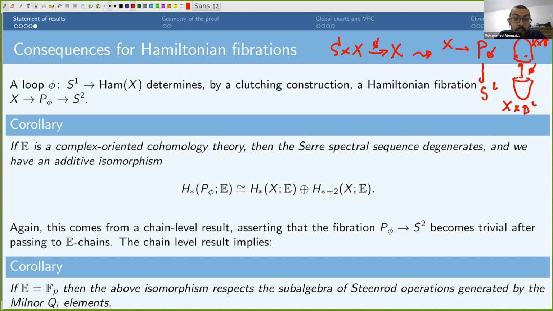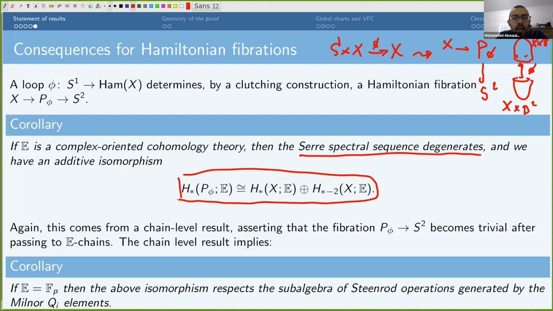So the corollary of the result, which takes a little bit of algebraic topology to prove, is that the Serre spectral sequence for this fibration degenerates for every complex oriented cohomology theory, which in particular means that we have an isomorphism. Actually, the fact that we have an isomorphism is a little bit stronger than the degeneration of the spectral sequence, because there could be some filtration phenomenon. And in fact, we prove that this isomorphism again comes from the chain level.